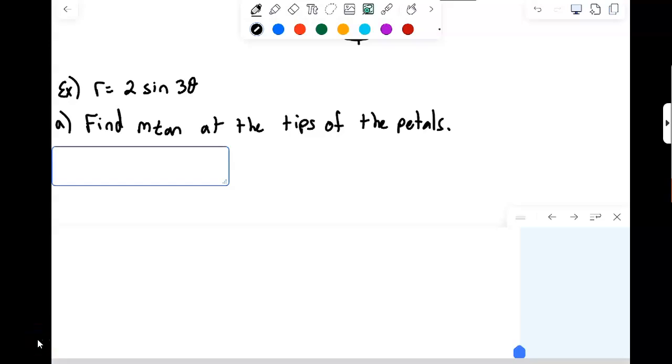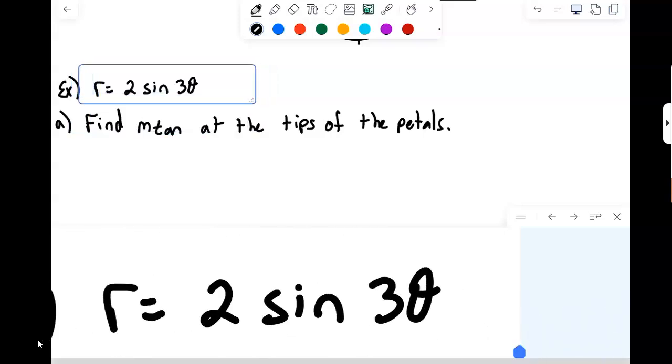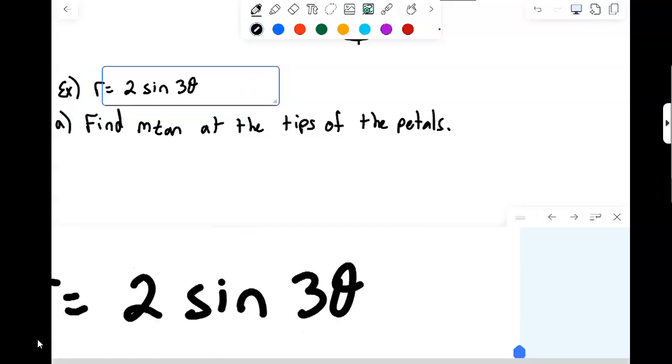All right, let's take a look at this one here. So we're looking at the function r equals 2 times the sine of 3 theta. So remember, this is going to be the sine of n theta, as long as n's a nice integer, those graphs are always going to be flowers. And here's an odd number, so it's going to have exactly that number of petals.